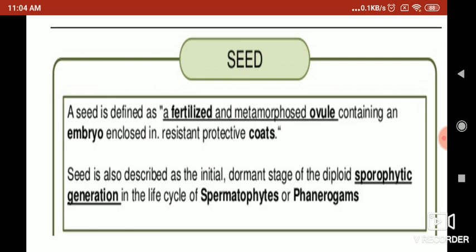Spermatophytes or phanerogames are those plants in which the sex organs are exposed and they produce seeds. Okay, seed is the product of fertilization. That means it is formed as a result of fertilization between male and female gametes. That is why we say seed represents the dormant stage of diploid sporophytic generation.